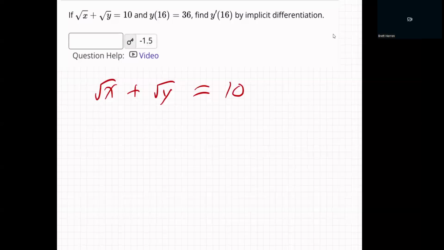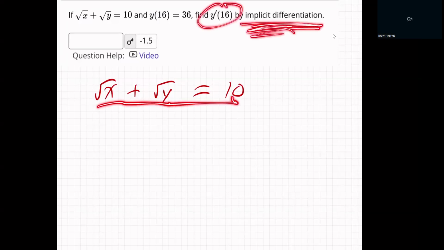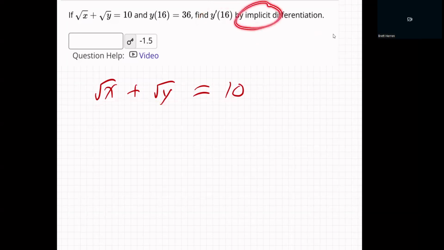Welcome to an example, in which we have root of x plus root of y equals 10, and they want us to do the derivative, find y prime of 16 by implicit differentiation. Implicit means y is not alone, right? Clearly, y is not alone. So how do we do it?